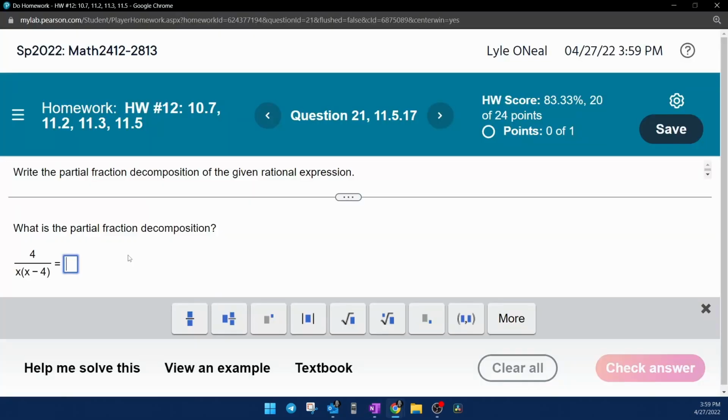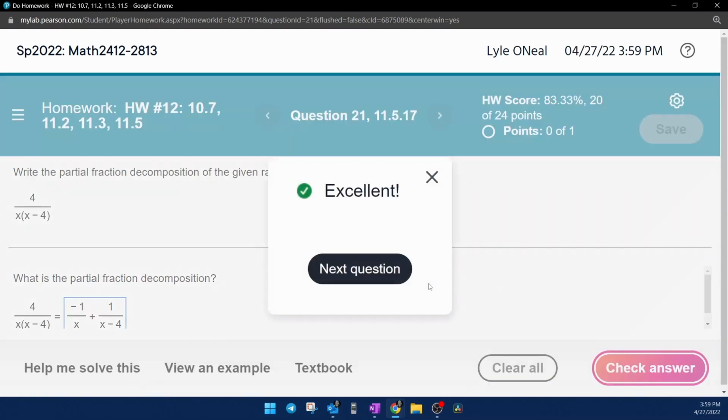Now, back to our MyLab math, we need to input the two separate fractions we just came up with using our fraction bar. The first fraction was a over x. A we calculated to be negative 1, so that would be negative 1 over x. And then plus, the second fraction was b over x minus 4. B we calculated to be 1. And then once I input both of those fractions, I'm going to be done. And so that's going to do it for this particular problem.